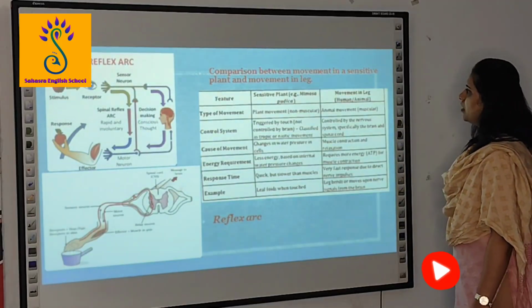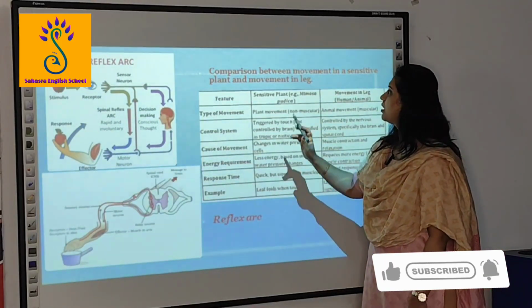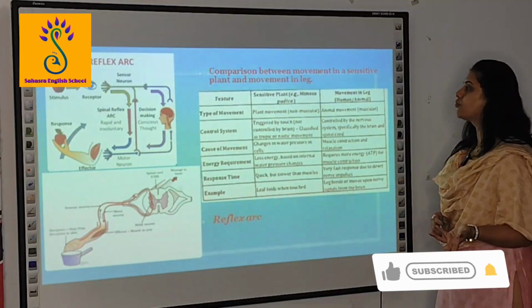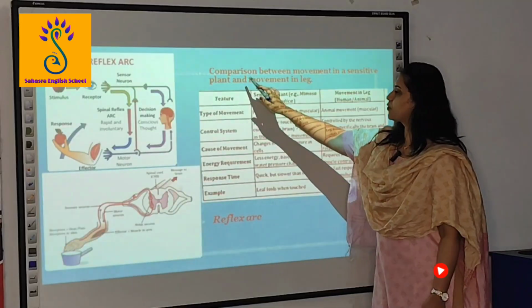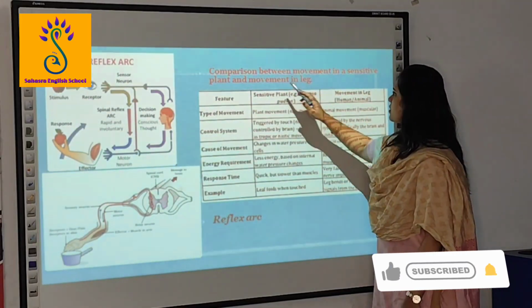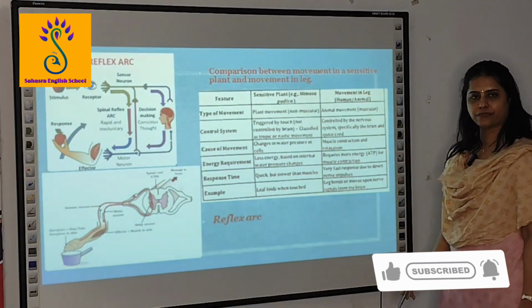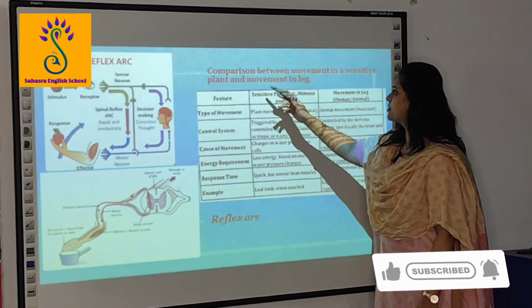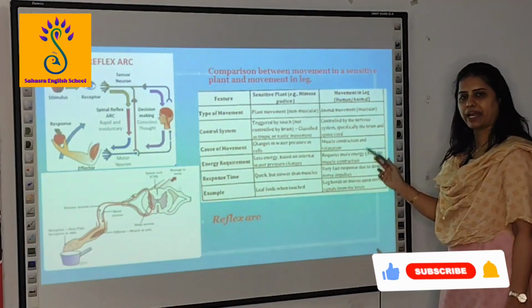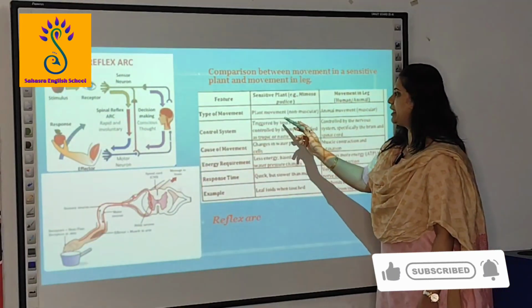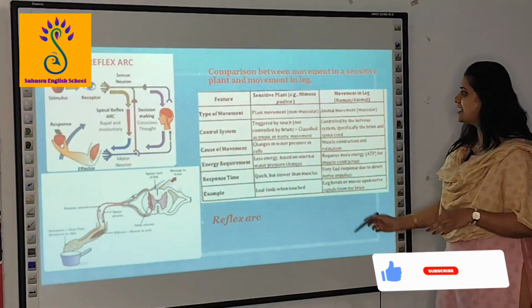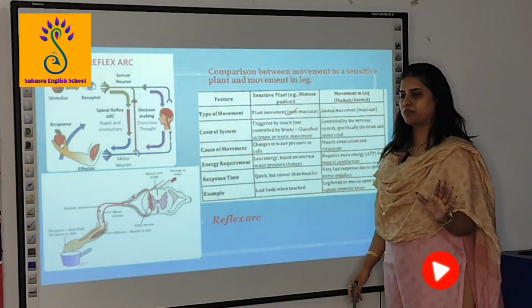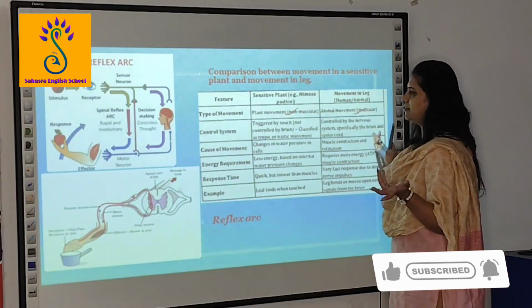We have seen trophic movements, isn't it? Now we'll see a question that can be asked: the comparison between movement in a sensitive plant, for example Mimosa pudica or touch-me-not, and movement in the leg. How do you compare that? That we'll see. The type of movement in Mimosa pudica is not muscular. It is non-muscular. It is a plant movement. The leg movement is animal movement. That is a basic thing.